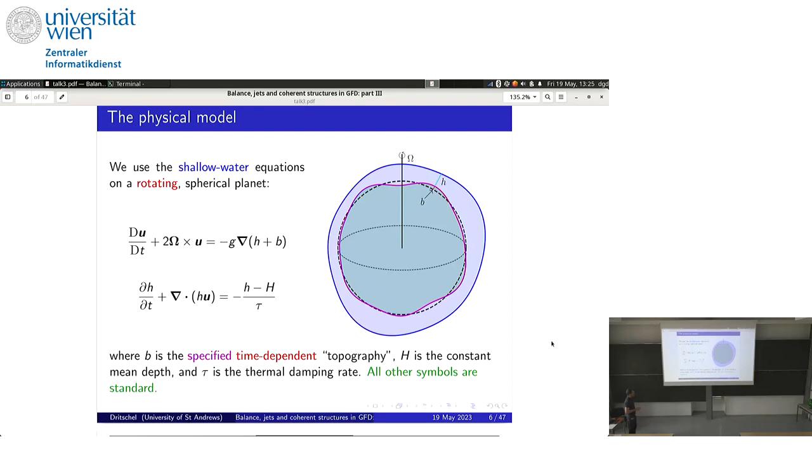Yes, you could relax H back to an equilibrium form. People do that. Of course, that's one other model of the damping. That's right. So this is the standard model that Shoman had done, for instance, where you relax back to zero temperature.